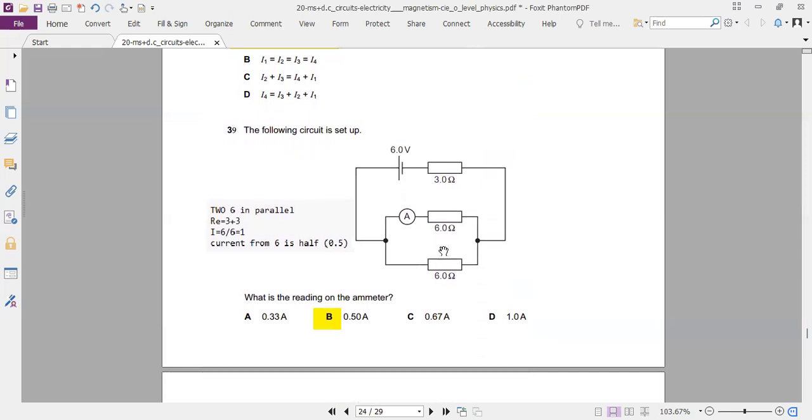So again, we resolve these two resistors into equivalent resistance. That gives us 3 ohm. 3 ohm plus 3 ohm gives you how much? 3 ohm plus 3 ohm gives you 6 ohm, and 6 ohm means 1 amp current. Now you know the current coming from the battery is 1 amp. 1 amp is divided into these two identical resistors, so half going each way. Half means 0.5, so 0.5 is the choice.